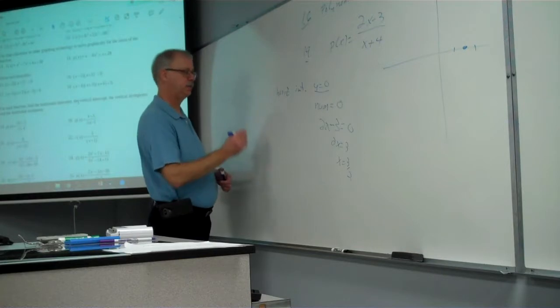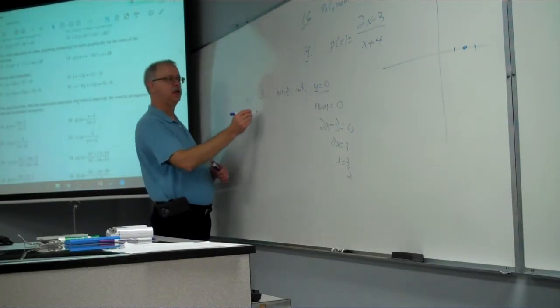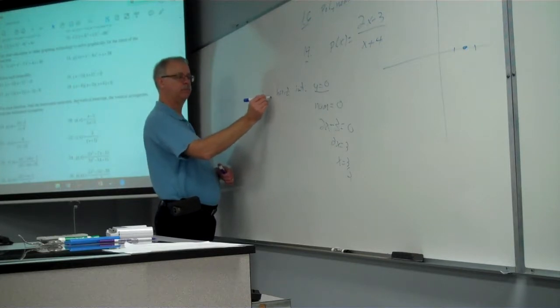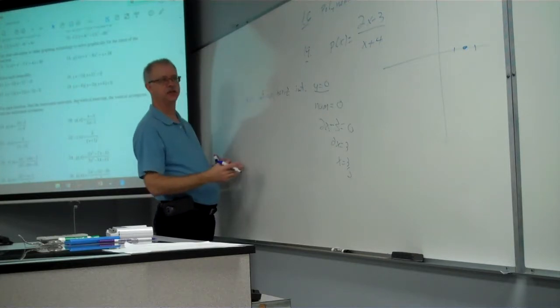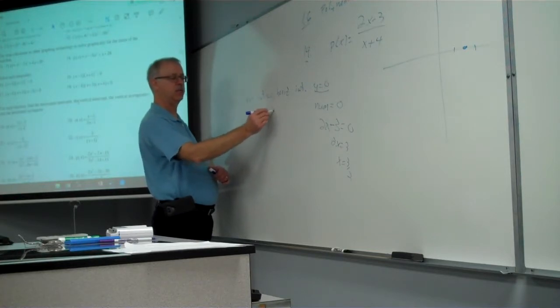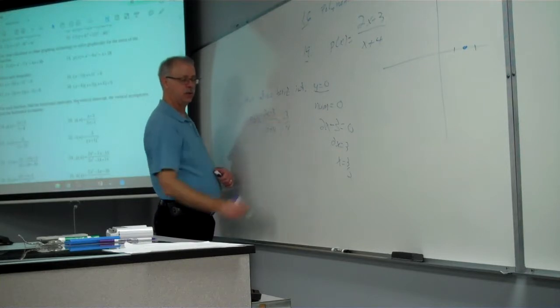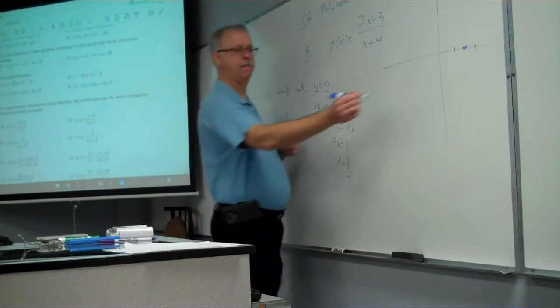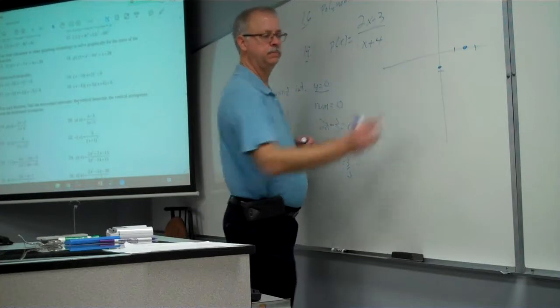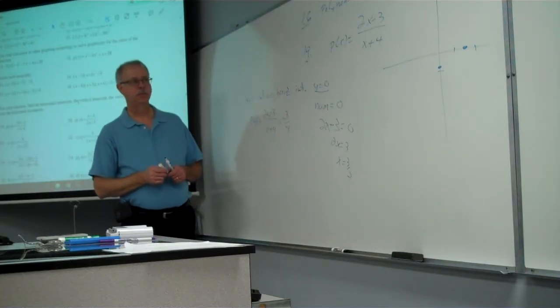The vertical intercept is where x equals 0. Where do we cross the y-axis? So if we plug x equals 0 into this, 2 times 0 minus 3 over 0 plus 4, we get minus 3/4. So that's our vertical intercept.